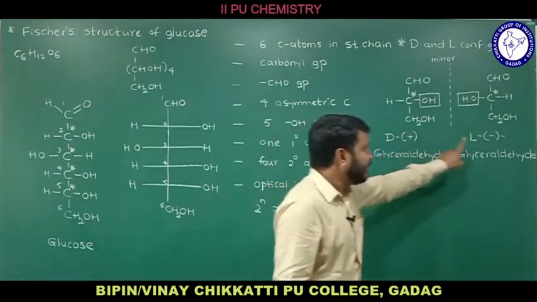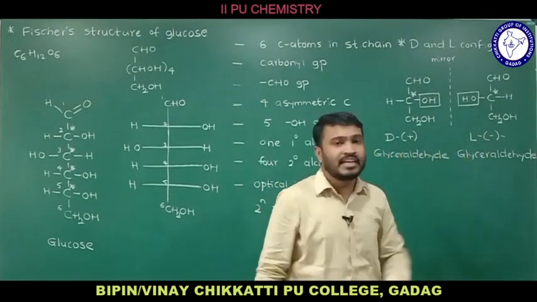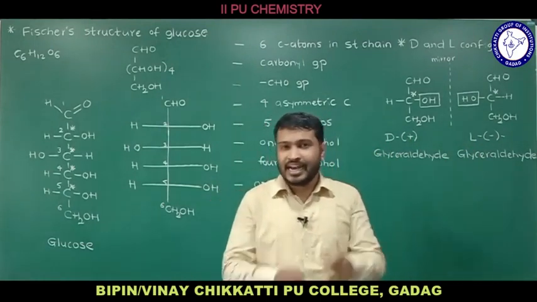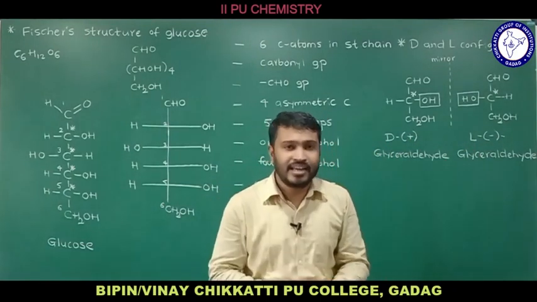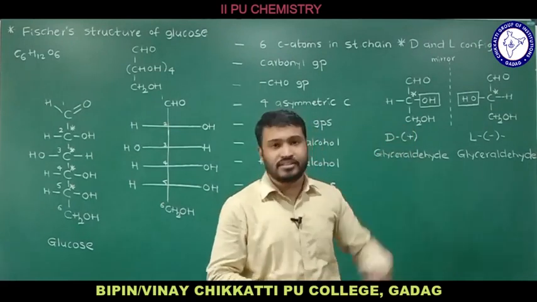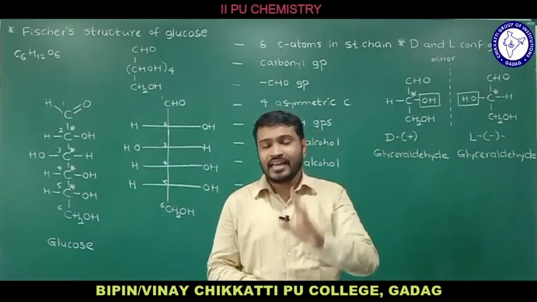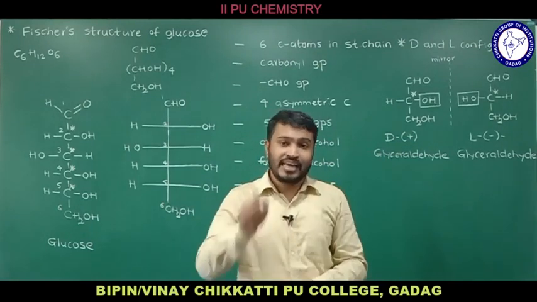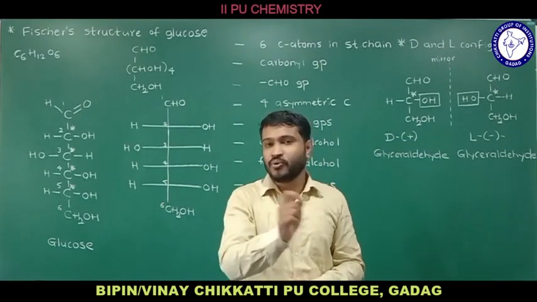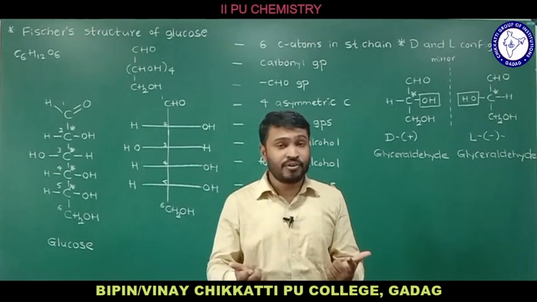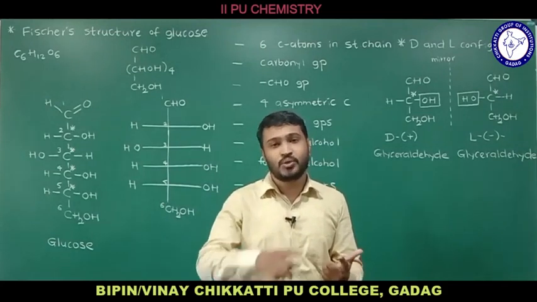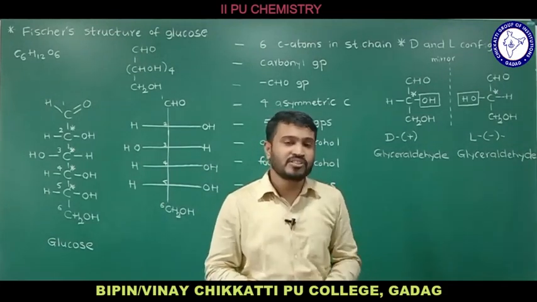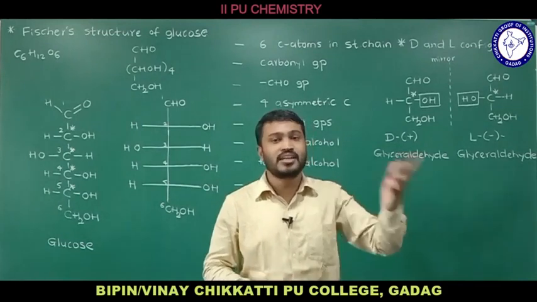And D and L is not at all related with the plus and minus. Know this concept. Capital D and L is not related with plus or minus. I told you already. D stands for on asymmetric carbon, OH is on right. L stands for on asymmetric carbon, OH is on left. Plus stands for the compound rotates plane polarized light towards right. And minus represents the compound rotates plane polarized light towards left.